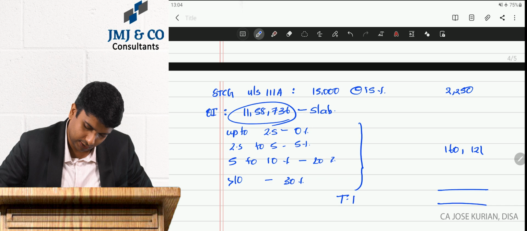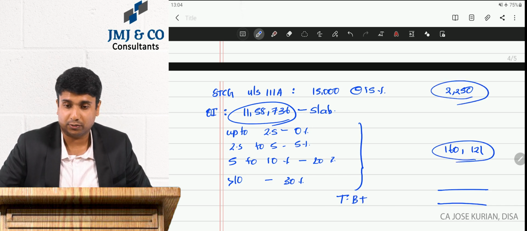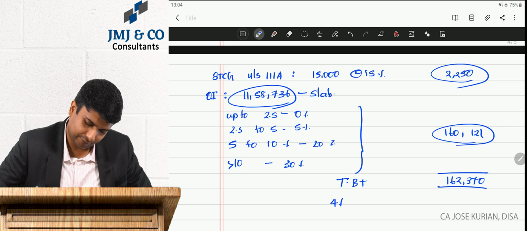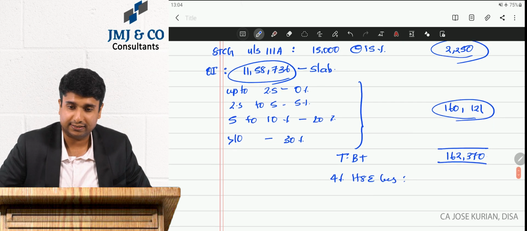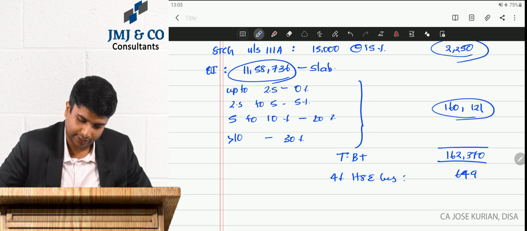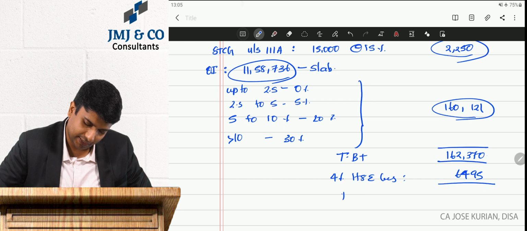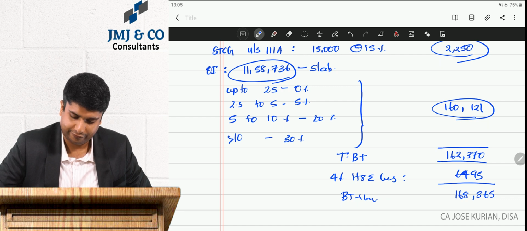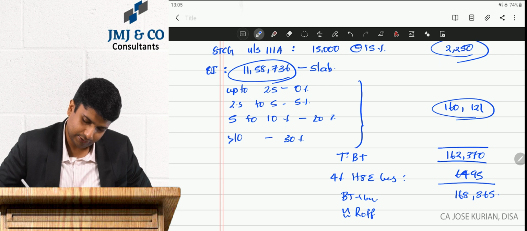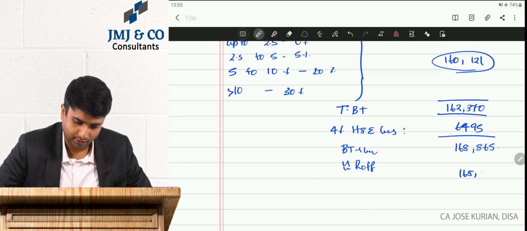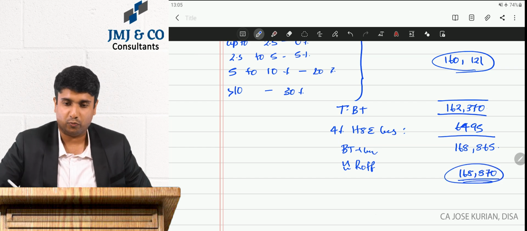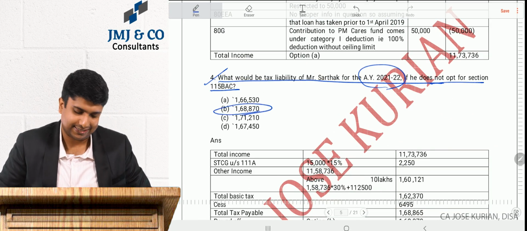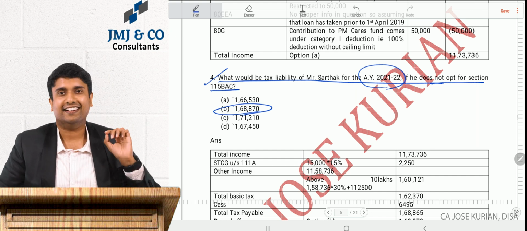So what is the total basic tax? Total basic tax is 2,250 and 1,60,121. It would be 1,62,372 as the total basic tax. So you can add 4% health and education cess as well, and the cess amount would be 6,495. Totaling it, your basic tax plus cess would be 1,68,865, and you can apply the round off provision. You have to round it off to the nearest multiple of 10, that is 1,68,870. Now we have to check whether there is an alternative which carries that answer. So yes, alternative B, 1,68,870 is the right answer for question number 4.